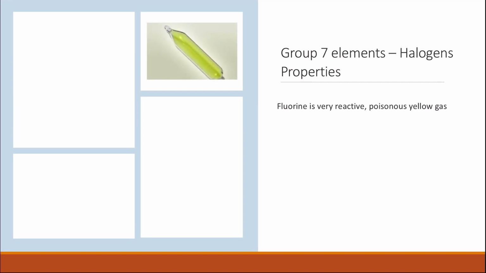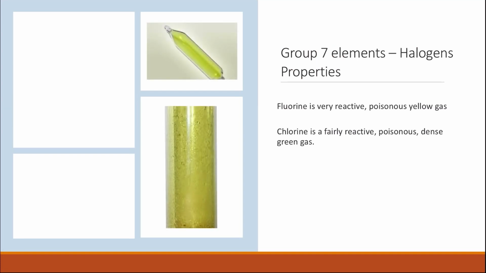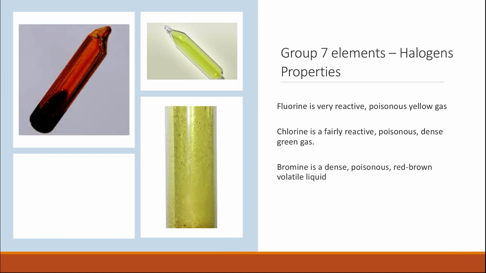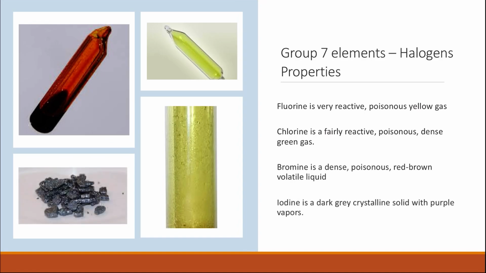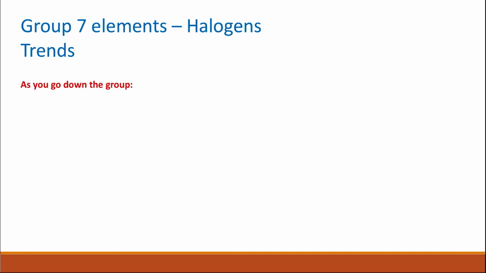Fluorine is a very reactive, poisonous yellow gas. Chlorine is a very reactive, poisonous, dense green gas. Bromine is a dense, poisonous, red-brown, volatile liquid. And iodine is a dark gray, crystalline solid with purple vapors. As we go down the group, the melting and boiling points increase, and also the color becomes darker.